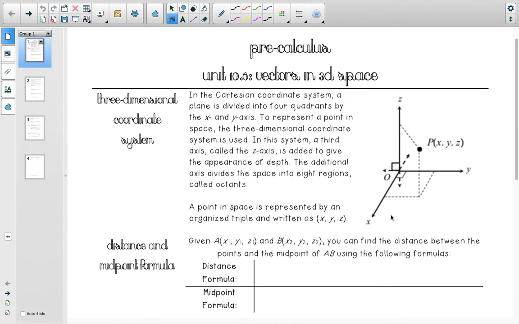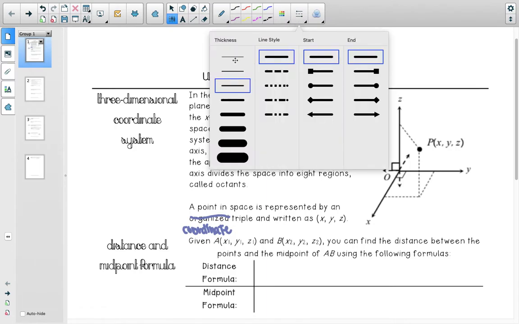It should say coordinate triple, but it's okay. A coordinate point is 2-dimensional, but a coordinate triple, or ordered triple, either way, is the same concept.